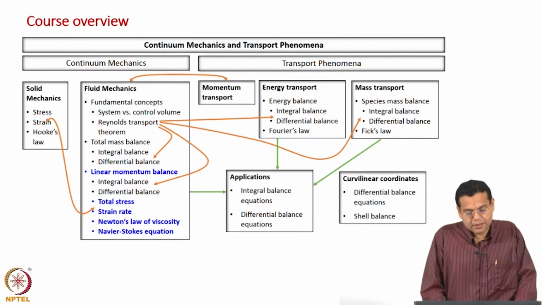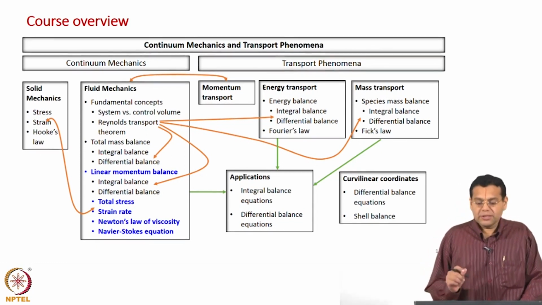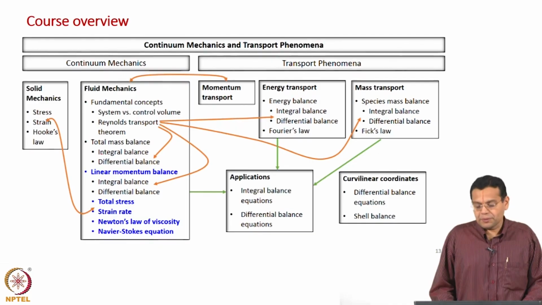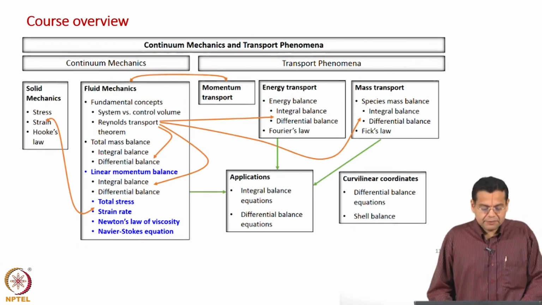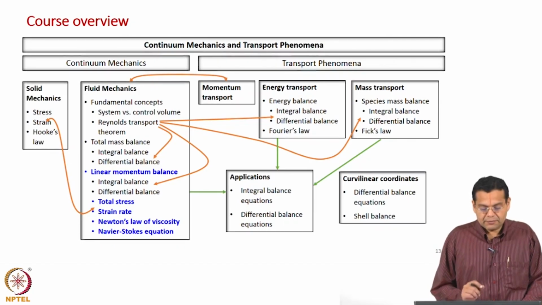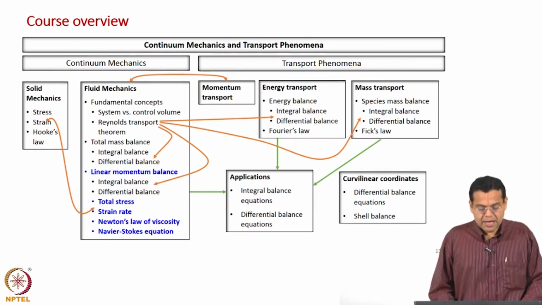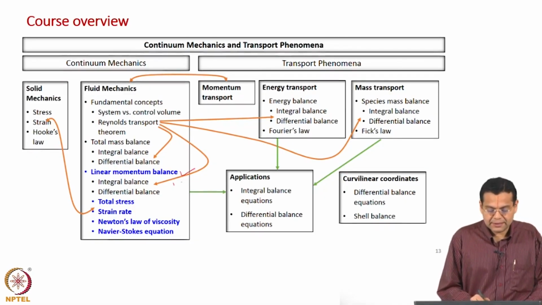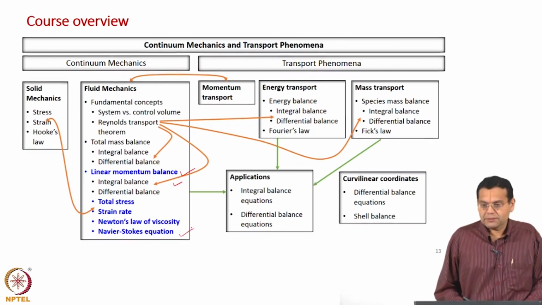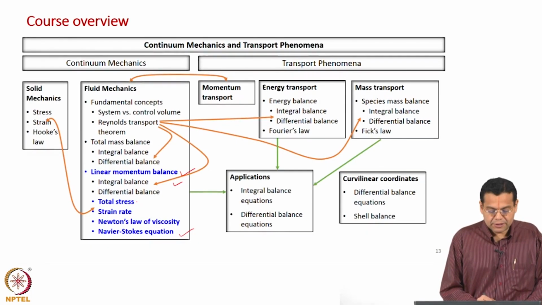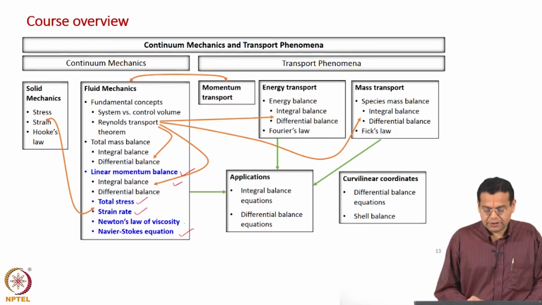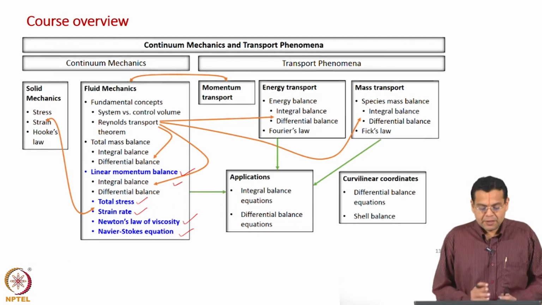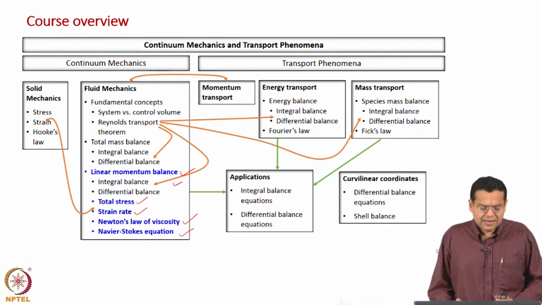What we will do is, using this example of flow between two parallel plates, we will link all the concepts which we have discussed as we progressed from the linear momentum balance or the integral balance to the Navier-Stokes. We discussed total stress, strain rate, Newton's law of viscosity and Navier-Stokes equation. We are going to link all these concepts. You will also understand better the path we have followed. Now, let us do that.